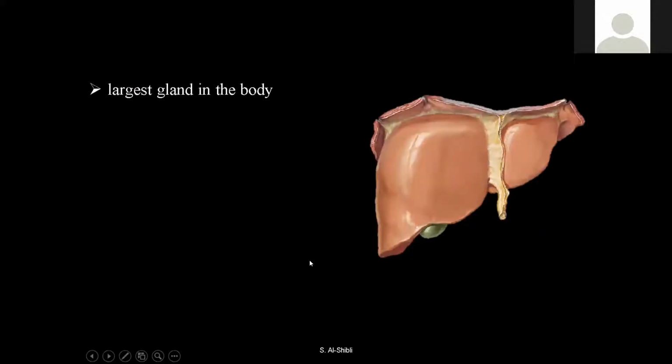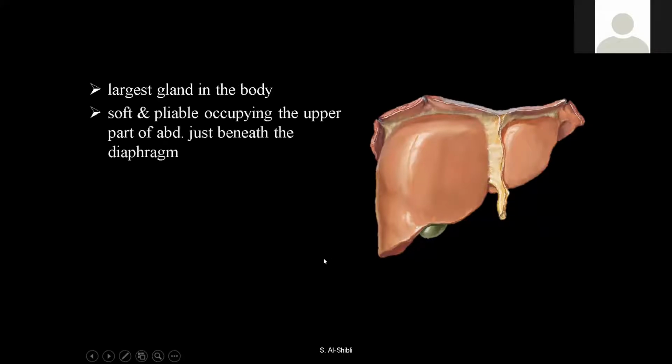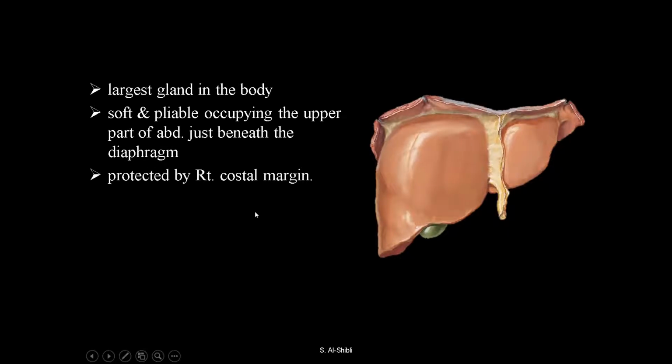So what is the liver? As you know, it is the largest gland in the body, not organ, but the largest gland. The largest organ is the skin. Okay. And it is in the upper part of the abdomen. It is highly protected by the costal cartilage and by the diaphragm. It is soft and pliable, well protected, and especially by the right costal margin.